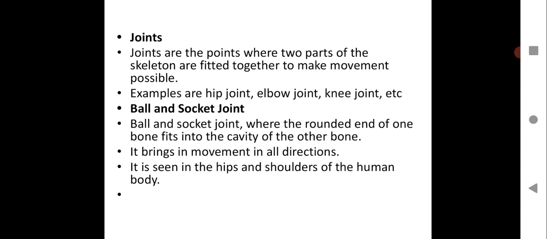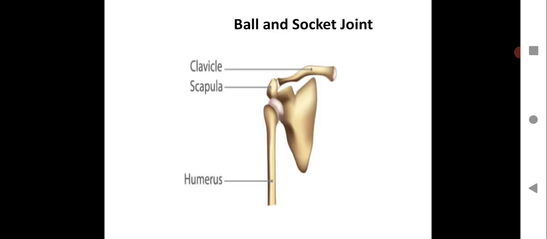You can move your hip 360 degrees because of the ball and socket, because the rounded end of one bone fits into the cavity of the other bone, which makes movement in all directions possible. I hope the ball and socket joint is clear to you all. Let us see this. That will make it very clear, where one bone fits in the socket of the other bone. So that makes the movement possible.